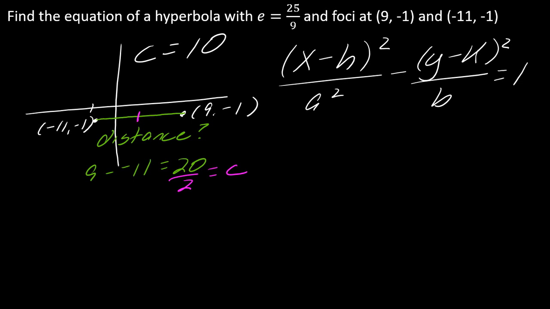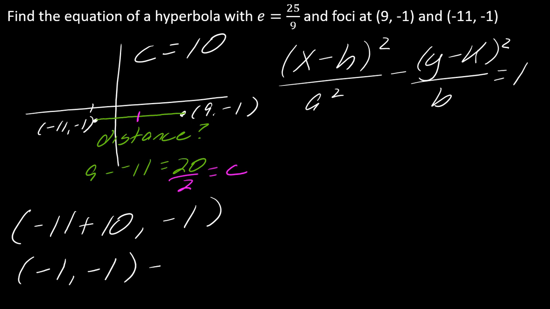Additionally, I can also now figure out what my center is. If I want to take this negative 11 and start here and move it forward 10 to the right, I can just add 10 to this. Notice how I took this focus point and this distance in between, and now I'm just moving it to the midpoint. So I added 10 to it. So this is going to be negative 1, negative 1. So there's my center.